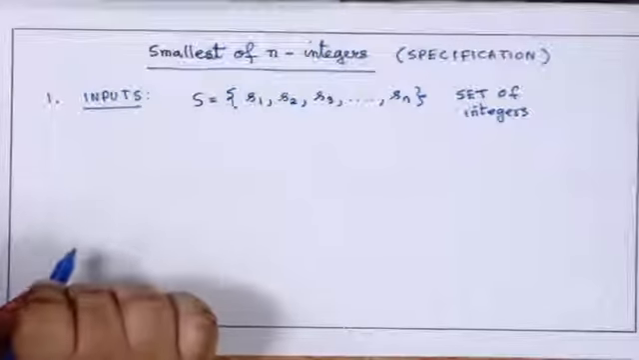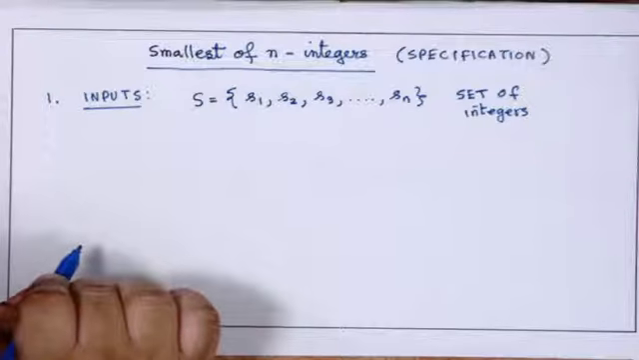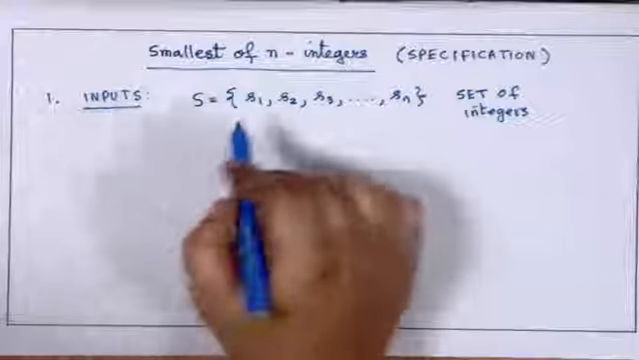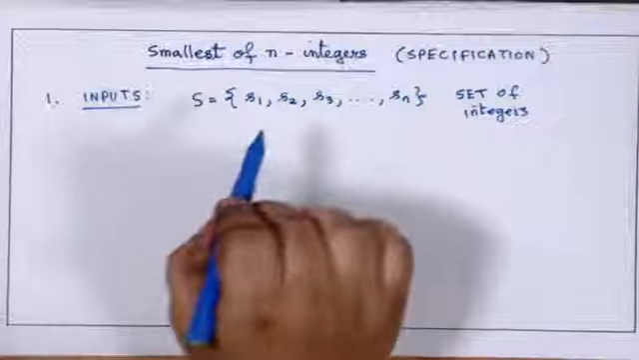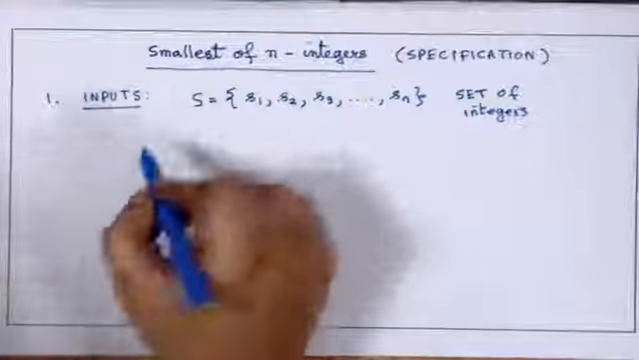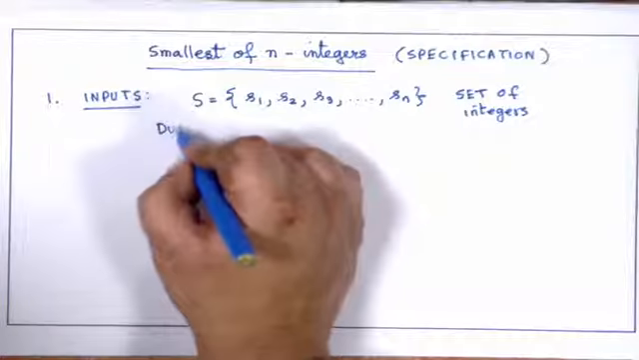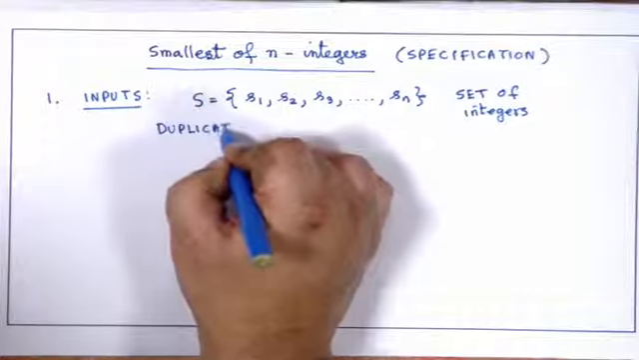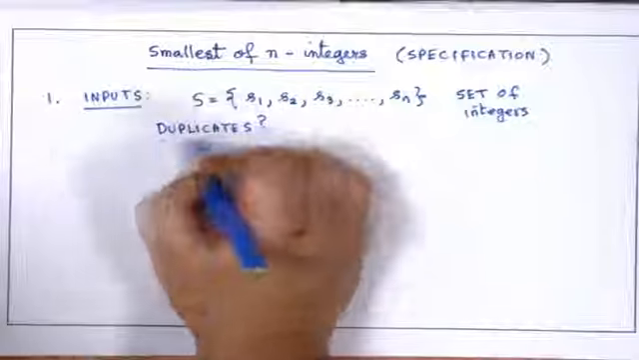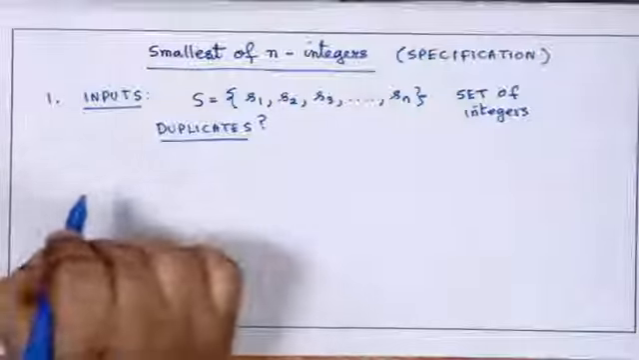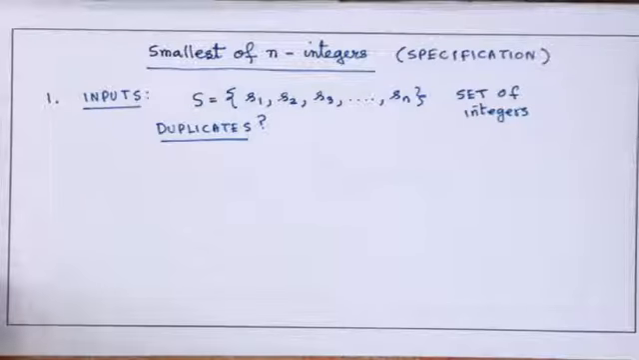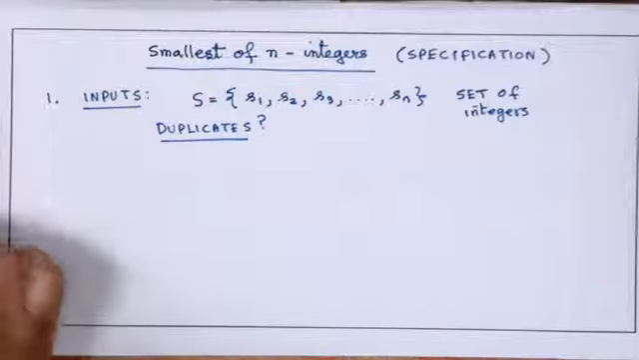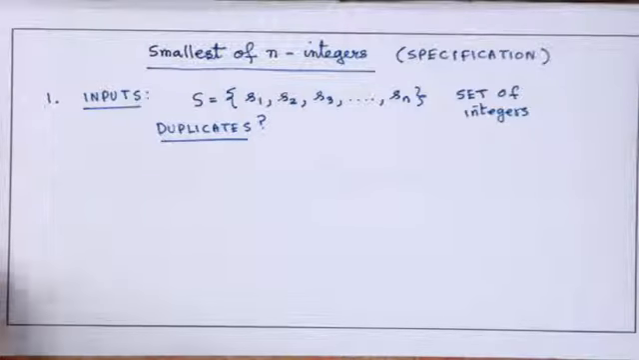Now, is this accurate? The first question somebody will ask is, if this were accurate, a set by definition does not have duplicate elements. So, what about duplicates? If we use a set definition to assume that duplicate elements do not exist, then obviously the set definition is not an accurate definition in this case.